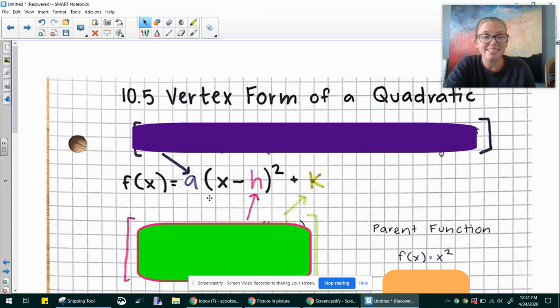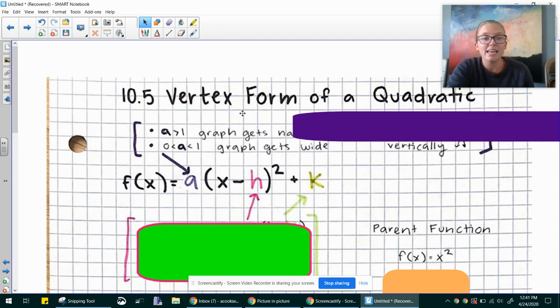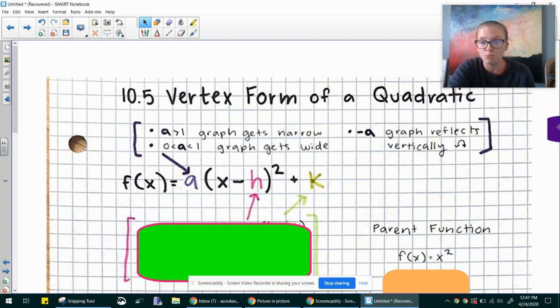We've talked about this a value before when we talked about the standard form. The a value of a quadratic always serves the same function. If a is greater than 1, the graph gets narrow. If a is between 1 and 0, the graph gets wide. And if a is negative, the graph reflects vertically over the x-axis. That means that it flips over and opens downward as opposed to being U-shaped opening upwards.